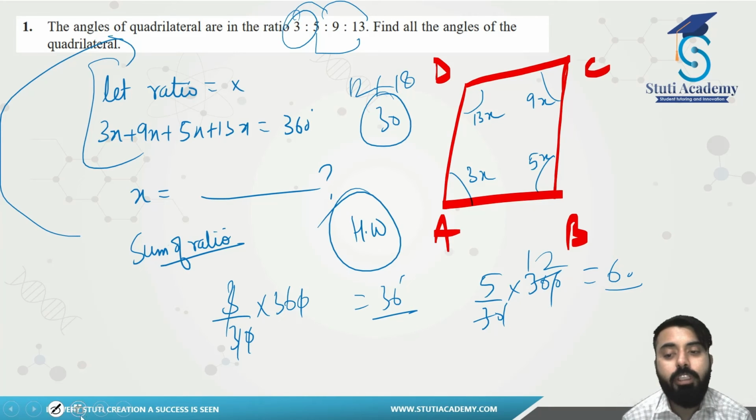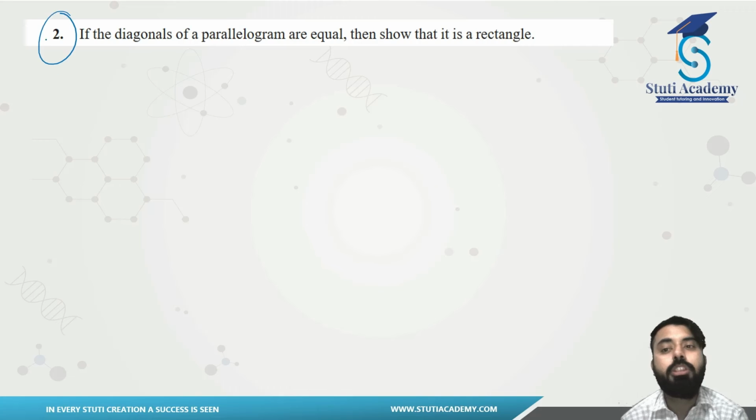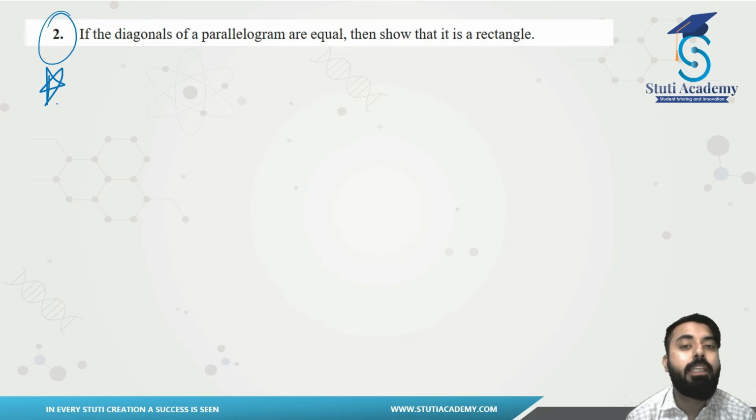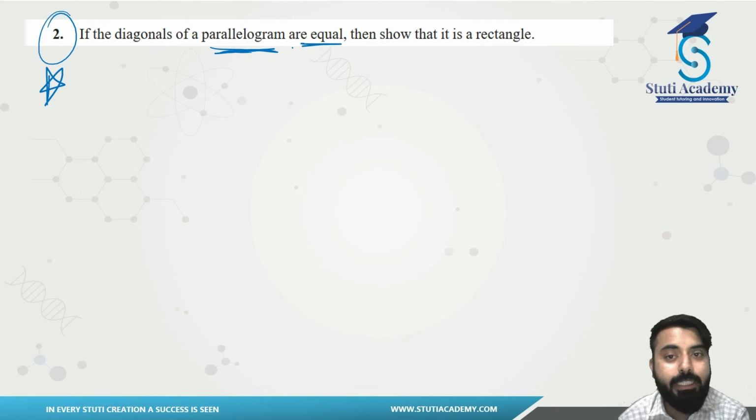So let's move forward and see the next sum. This is the second question. Now this is where your exercise gets exciting. So remember, this is an important question. It states that if the diagonals of a parallelogram are equal, then show that it is a rectangle. See, diagonals of a parallelogram are equal, show that it is a rectangle.